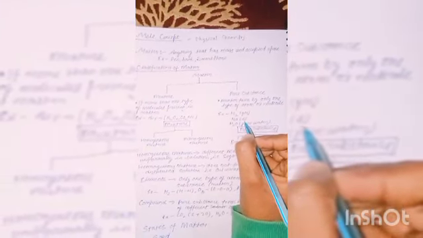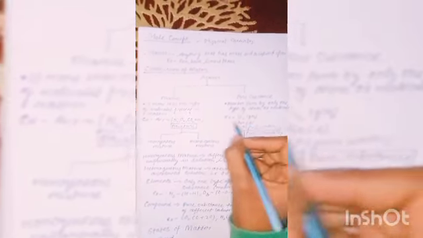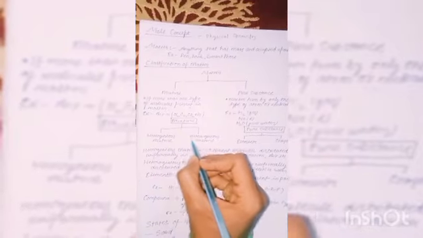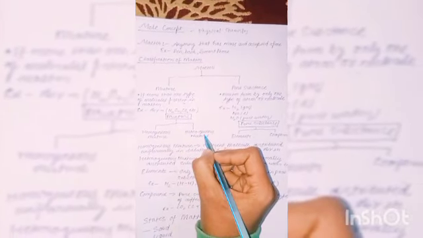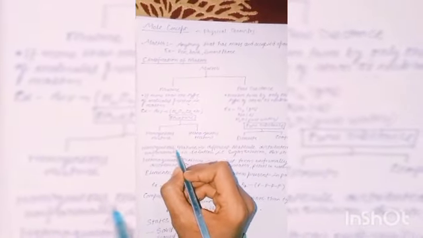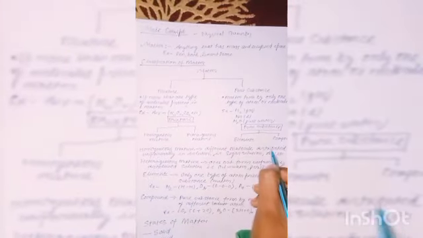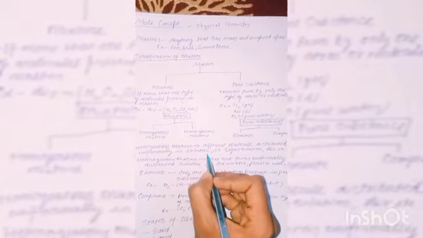So now comes to the classification of mixture. Mixture is of two types: homogeneous mixture and heterogeneous mixture. Homogeneous mixture is when different molecules are distributed uniformly in solution.